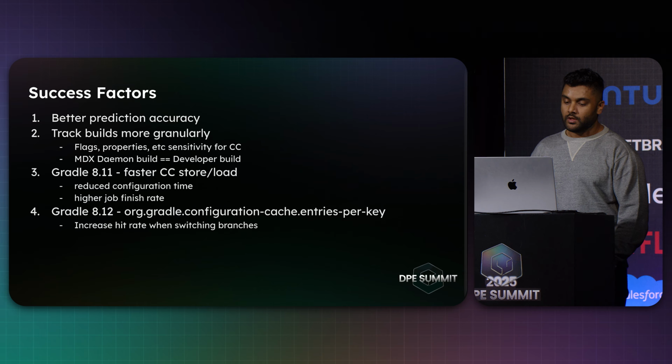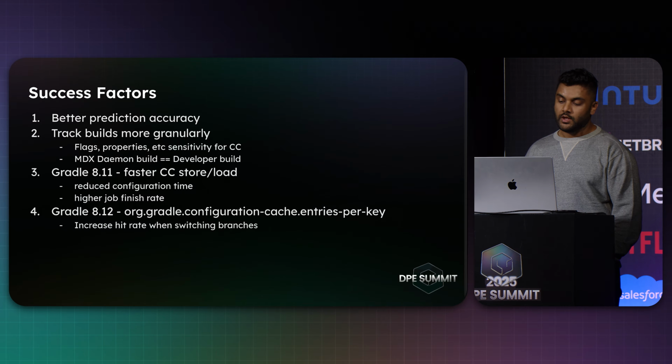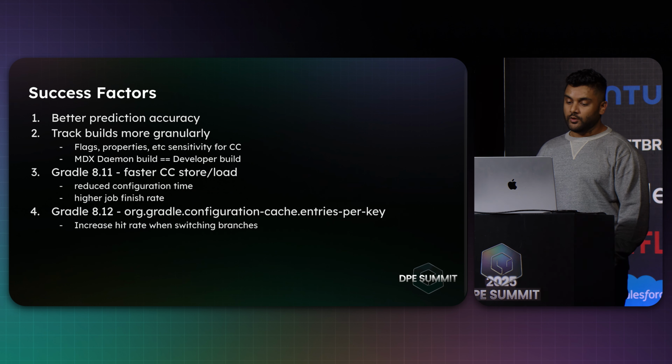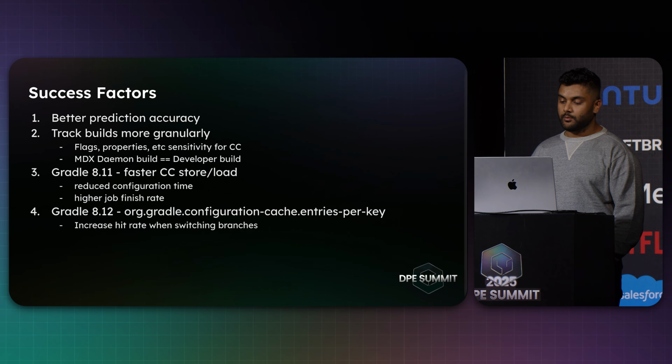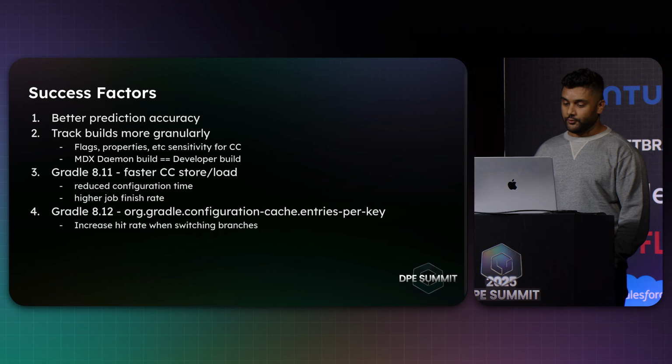Here are some of the key factors that we iterated on that contributed to the success of the strategy. The first one was optimizing the prediction algorithm to determine what builds to pre-warm. This was a major contributor to being able to scale the solution to a team of 200 engineers. The second was to make sure that the background build resembled the developer builds as closely as possible by tracking builds more granularly. We did this by capturing not only the requested tasks, but also any environment variables, Gradle properties, and other flags that the configuration cache is sensitive to.